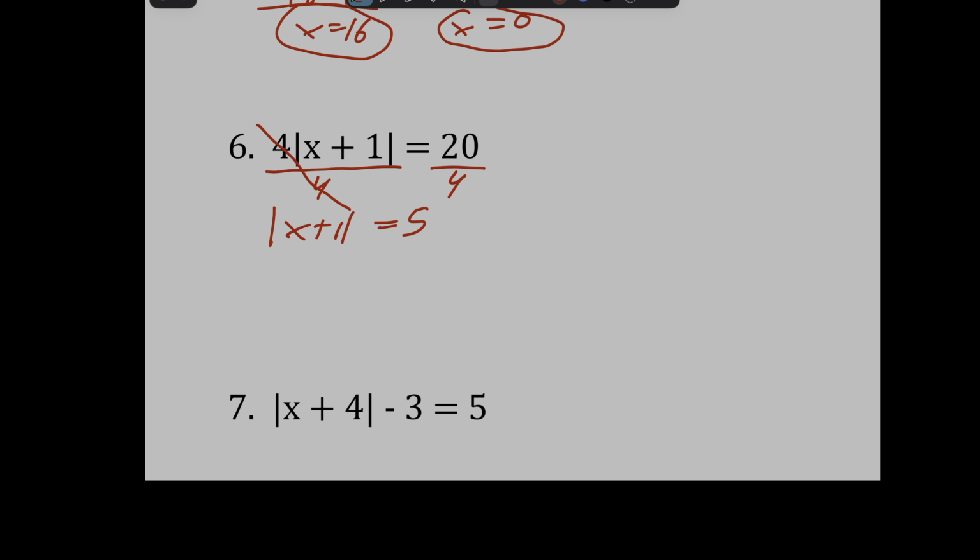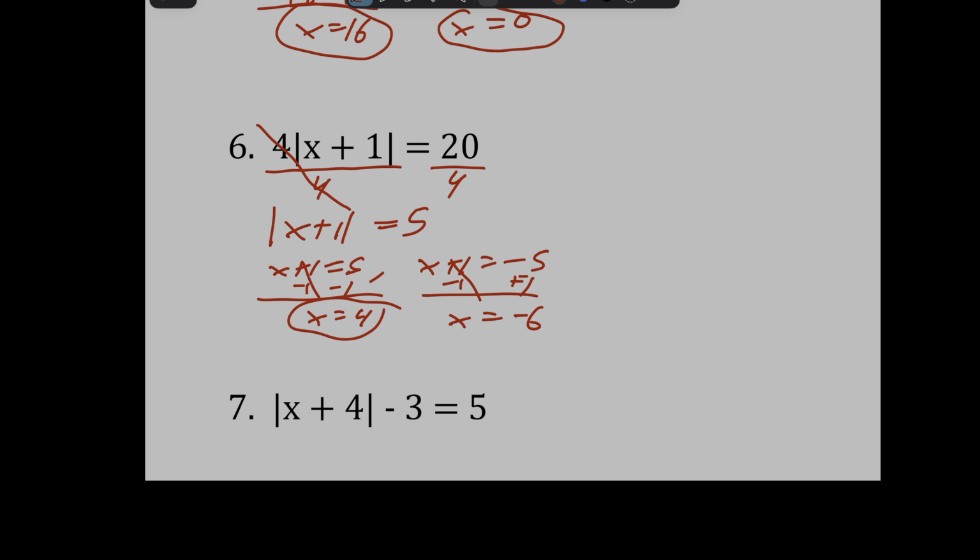Now the absolute value is all alone. So now I can go x plus 1 equals 5, and I can go x plus 1 equals negative 5. Now when I subtract 1 from both sides here, I'll get x equals 4. And if I go minus 1 to this, I'm going to get x equals, out of line change of sign, negative 6.